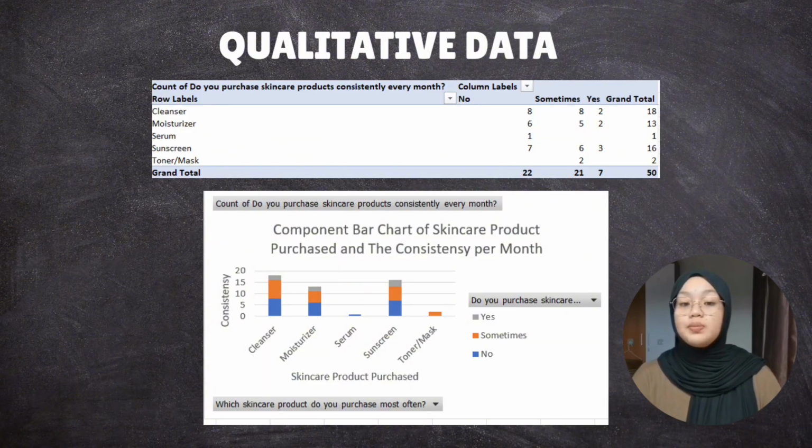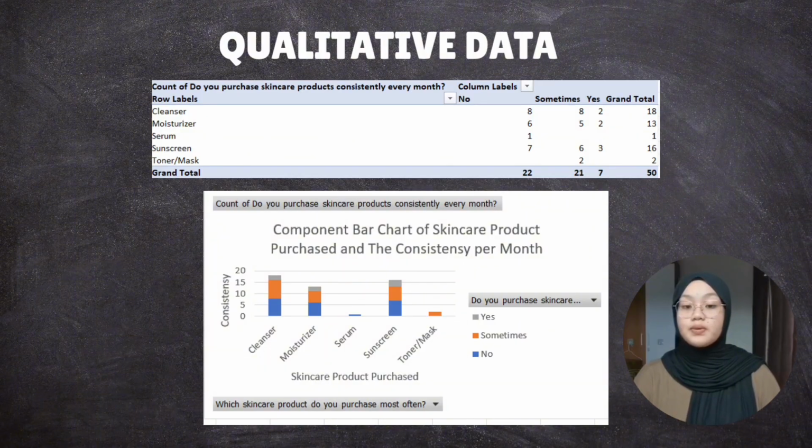For respondents who purchase skincare products sometimes, there are 21 people in total. Among them, 8 occasionally buy cleanser, 5 occasionally buy moisturizer, 0 occasionally buy serum, 6 respondents occasionally buy sunscreen, and 2 respondents occasionally buy toner or mask.